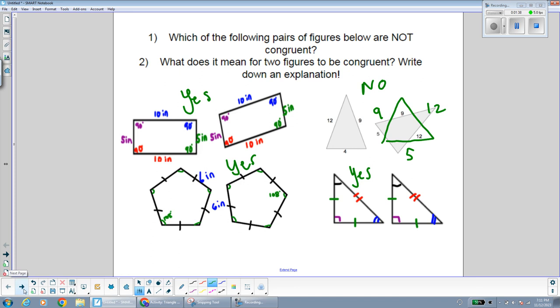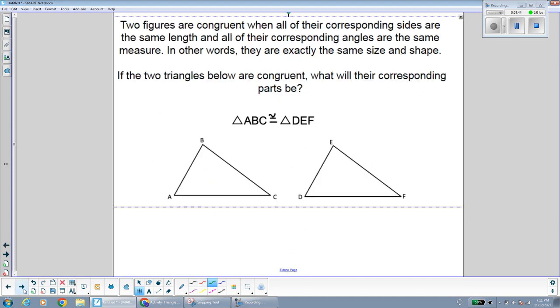From these examples, we can figure out what it means for two objects to be congruent and to be not congruent. When we're talking about triangles, two triangles are congruent when all of their corresponding sides are the same length and all of their corresponding angles are the same measure. In other words, they are exactly the same size and shape. So over here, I have two triangles, and we're told that they're congruent to each other.